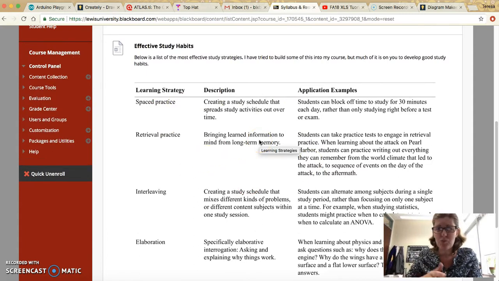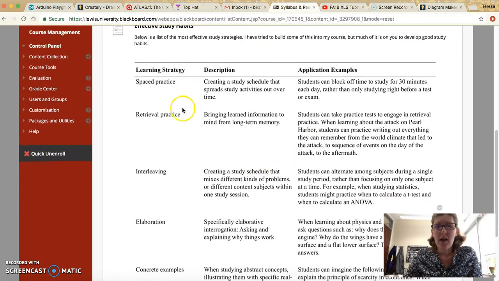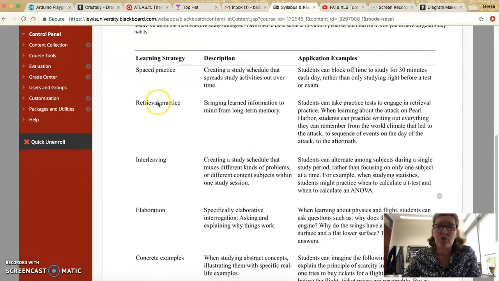Some of the EduSpeak, if you don't understand, just let me know. Spaced practice basically means study every day. Okay, so don't cram at the end. You want to study a little bit every day, and that will help you retain information and practice it as you go along. Retrieval practice.